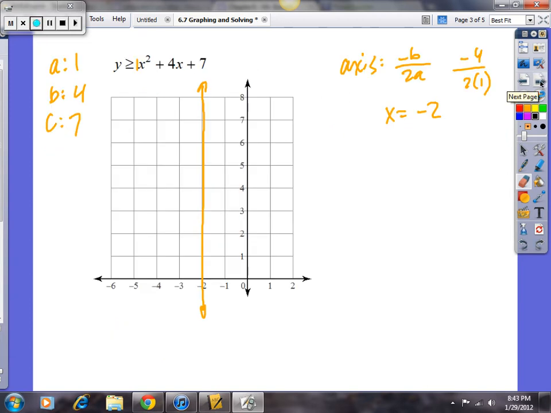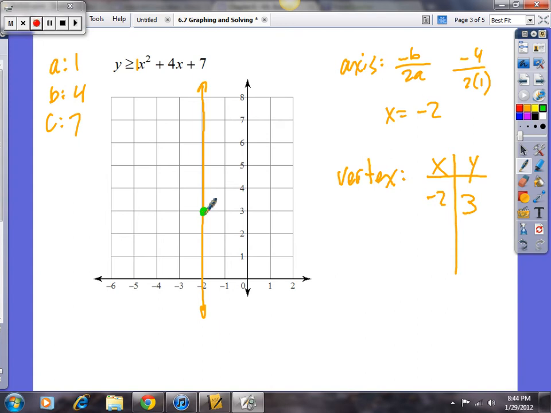So the second one, okay, this one's going to be a solid line. Because of the equal to right here, it's going to be a solid line. So, let me find the vertex. Let's make a table, x, y. I know the x has to be negative 2. So let's plug in the negative 2. Negative 2 squared is negative 2 times negative 2, that's positive 4. Negative 2 times 4 is a negative 8, so positive 4 to negative 8 is a negative 4 plus 7 is 3. So over 2, up 3, left 2, up 3, there's my vertex.